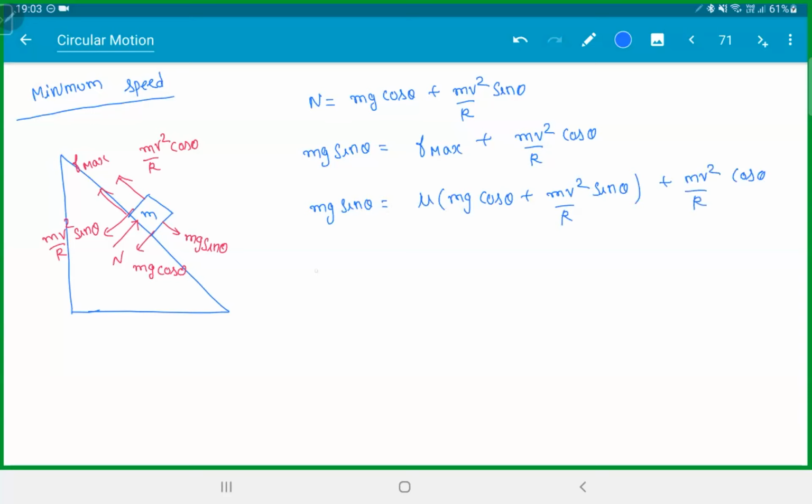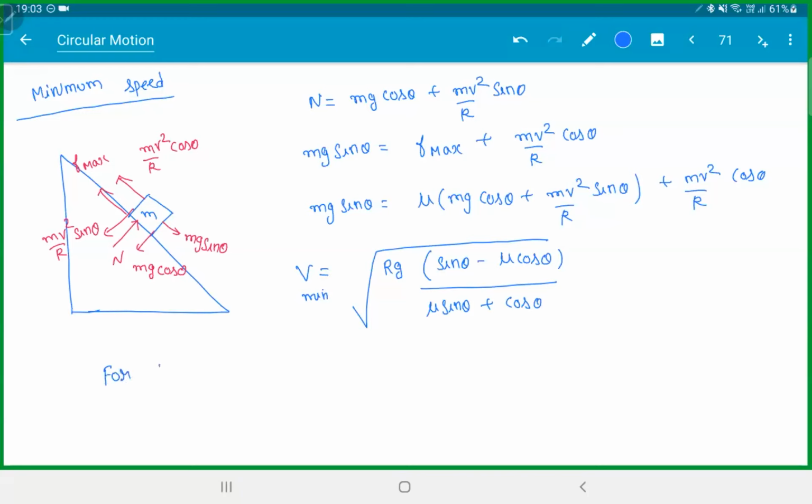Bring all these to this side, you end up with rg (sine theta minus mu cos theta) over (mu sine theta plus cos theta). You could have taken cos theta outside, no? You'll get tan theta minus mu. In some books, you will see that also. Same thing. This is your minimum speed.